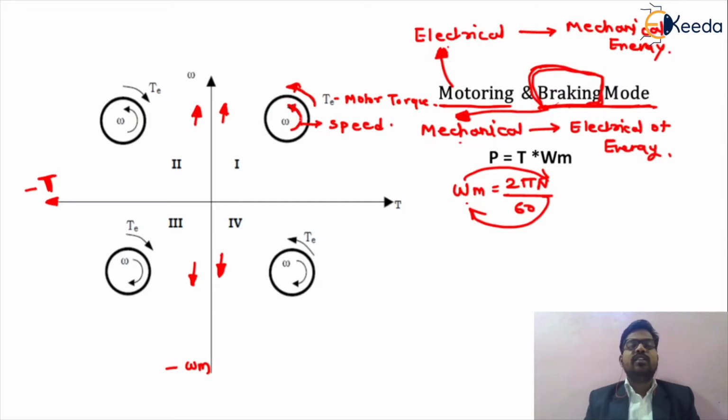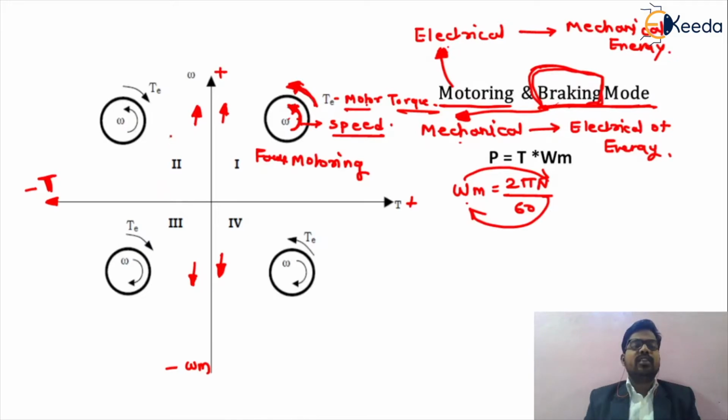So in the first quadrant, the direction of both motor torque and speed is positive, because both are rotating in the same direction, that is, anti-clockwise. So this will be positive, positive. It will give a resultant that is positive, that is motoring operation, and this motoring is in the forward direction. So we are taking it as the forward motoring mode.